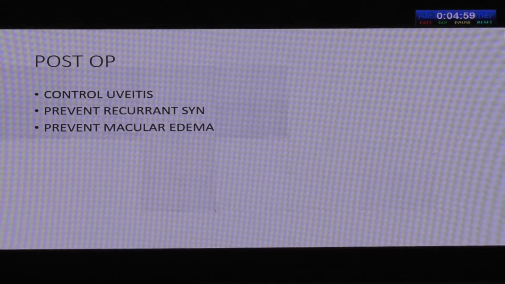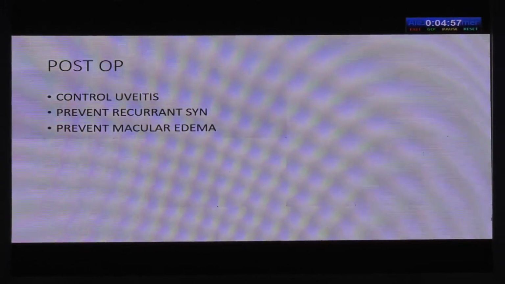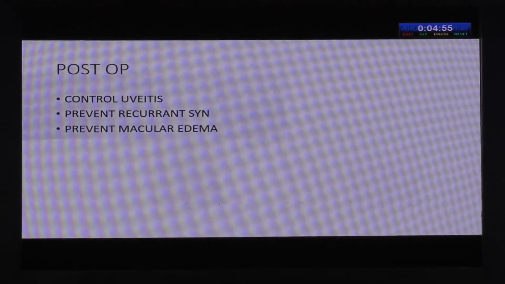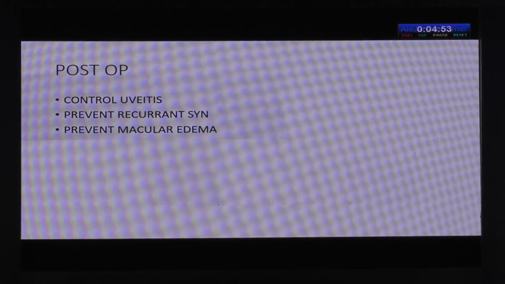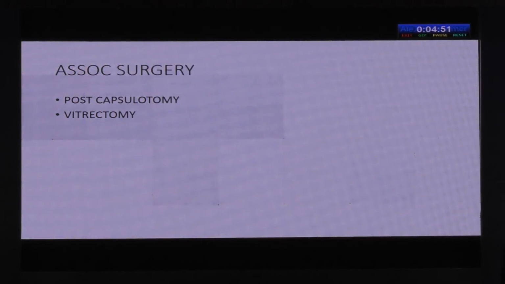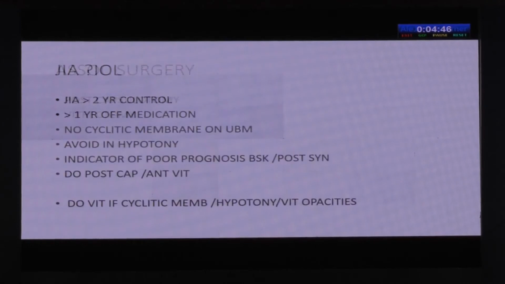So the most important thing is keeping the pupil mobile, preventing posterior synechia, controlling the uveitis well pre-operatively, and also post-operatively to prevent the macular edema. Normally in children, you would like to do a capsulotomy or a shaved vitrectomy at the time of surgery.